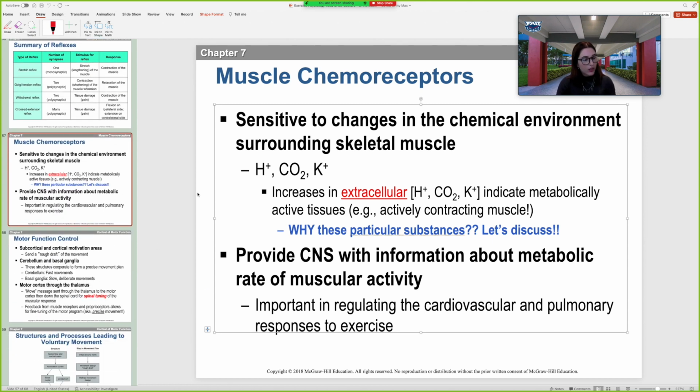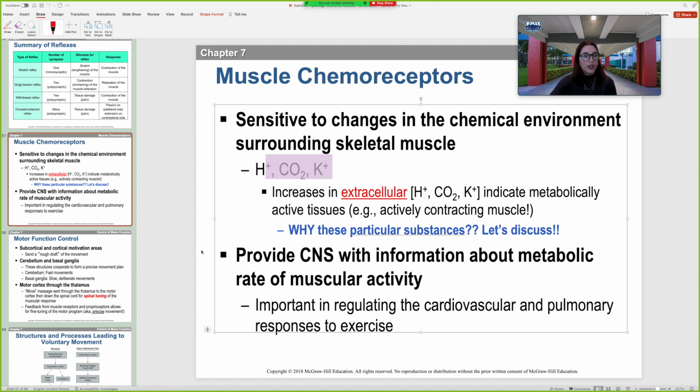So what do I want you to know about the muscle chemoreceptors? They detect metabolically active tissues. They assist in the pulmonary and cardiovascular response to exercise. And then I want you to know these three things they are sensitive to. And that's it for that.